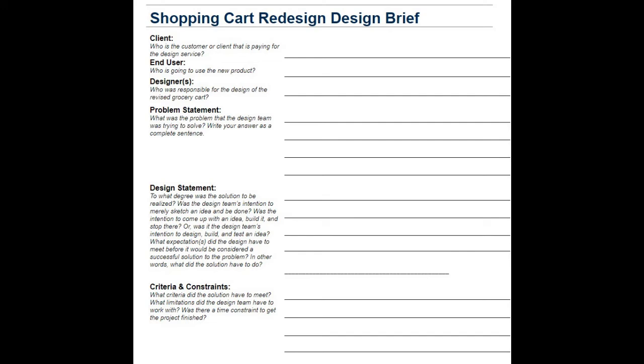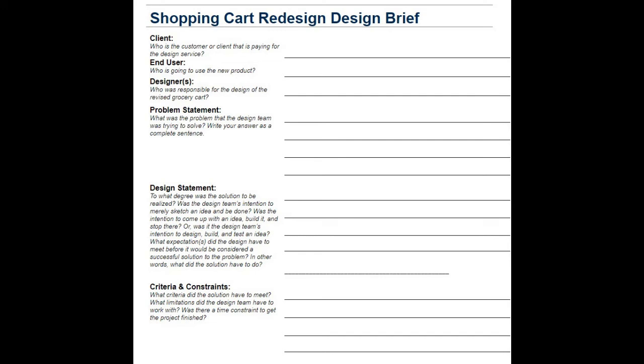Right? The design statement. So if you read underneath this, it says, to what degree was the solution to be realized? Now we're doing this. This again goes with a shopping cart. All of these should be looking future, not past. So to what degree do I want the solution to be realized? How far am I going with this? Was the design team to merely sketch an idea and be done? Was it come with an idea or build it? So how far in the process am I going? If you go back to the design process, how far in the design process are we going? Right? What expectations do you have?